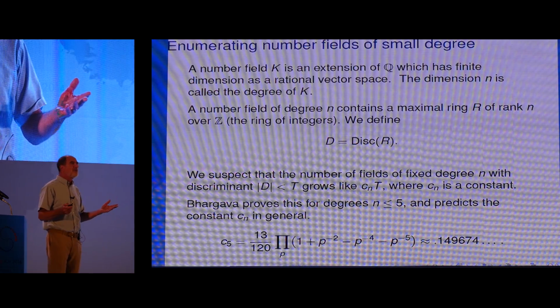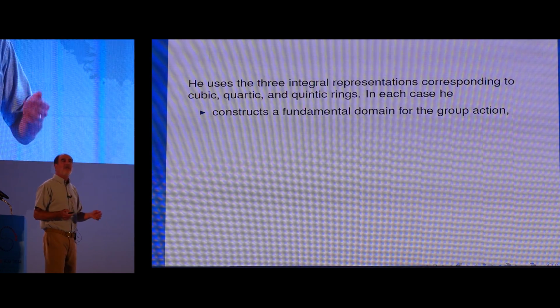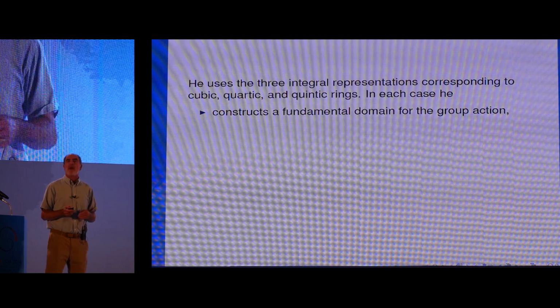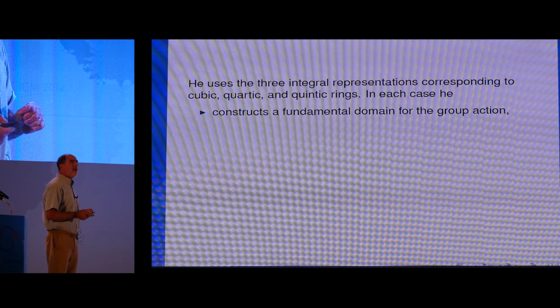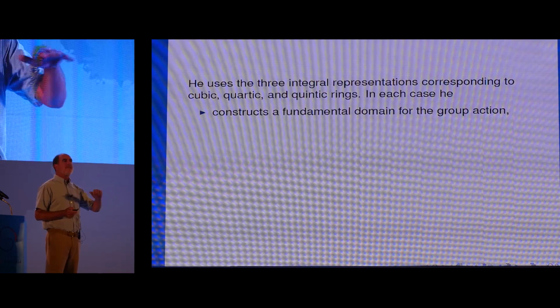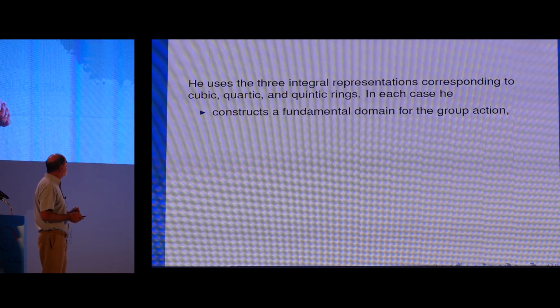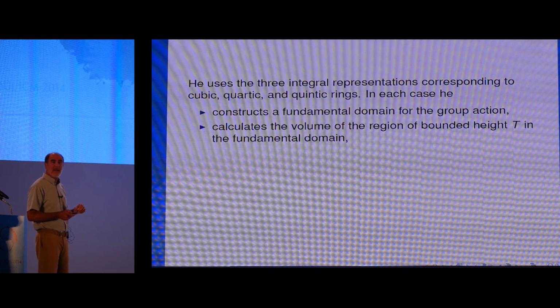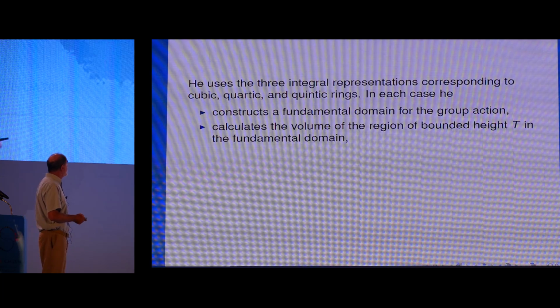Now, how does he prove this wonderful result? Well, he does the same as Gauss did. He takes the representations he used to parameterize cubic and quartic and quintic rings, and in each case, he constructs a fundamental domain in the real representation. That's like the reduced forms. And then he calculates the volume of that region if you bound the height by t. That was like Gauss's computation of the volume of that region.